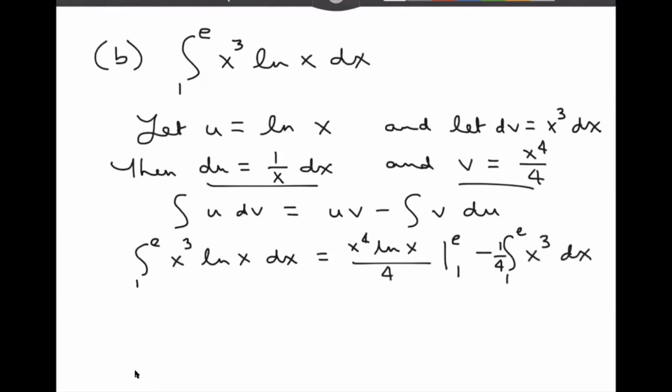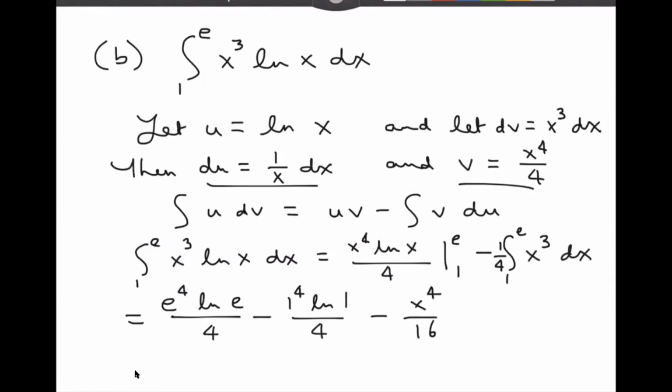All right, so why don't we go ahead and plug in e and plug in 1 into the first part of that. So that's going to be e to the 4th natural log e over 4 minus 1 to the 4th natural log 1 over 4. And then the integral of x to the third is still x to the fourth over 4. So this part here is going to be x to the fourth over 16, because remember, there is a 1/4 outside. So 1/4 times 1/4. Plug in e, plug in 1.